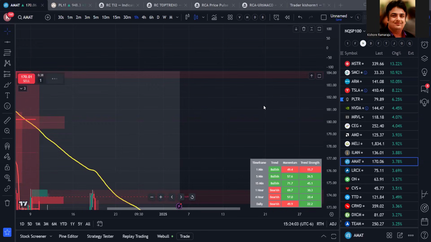Bull puts are called vertical spreads or credit spreads, whereas if you buy calls or puts, they have to definitely move in the same direction. When you do bull puts, if you are bullish, you can do bull puts. When you are bearish, you can do bear call spreads.